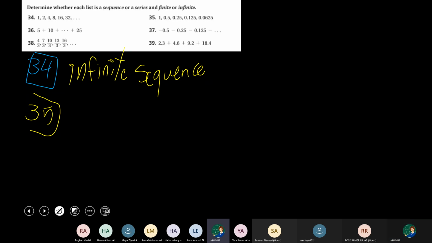Maya. Yes, teacher. For number 35 now, look at these numbers. Tell me if they are a series or a sequence. It is a sequence, thank you. Is it infinite or finite? Finite. Thank you, Maya.